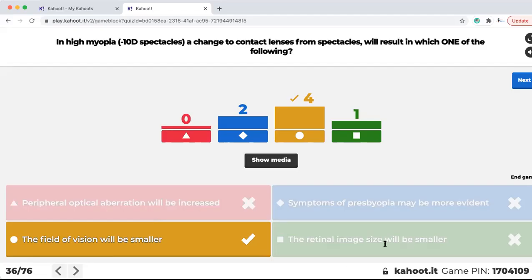And finally, the retinal image will be smaller. This is not true. The retinal image will be larger. And you can see that option D is wrong, and option D confirms that option B is wrong, as the retinal image will be larger. So if the retinal image is larger, then the symptoms of presbyopia will become less evident. You got it? Those who have presbyopia will complain less because they have a larger retinal image size. So B and D are both wrong and they confirm each other.